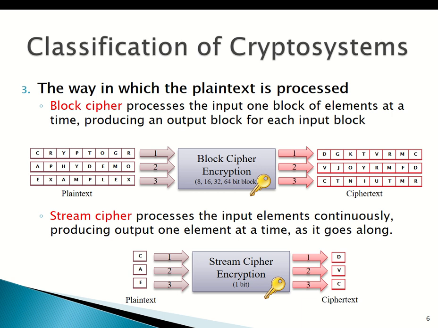And the third classification is based on the way that we process the text. The first one is called a block cipher. With a block cipher, you have this text, and it basically splits the text into blocks. Each block has a specific size, either 8, 16, 32, or 64 bits, and the output will be the same size. Each block will be encrypted in a different way, and each one will be decrypted in a different way.